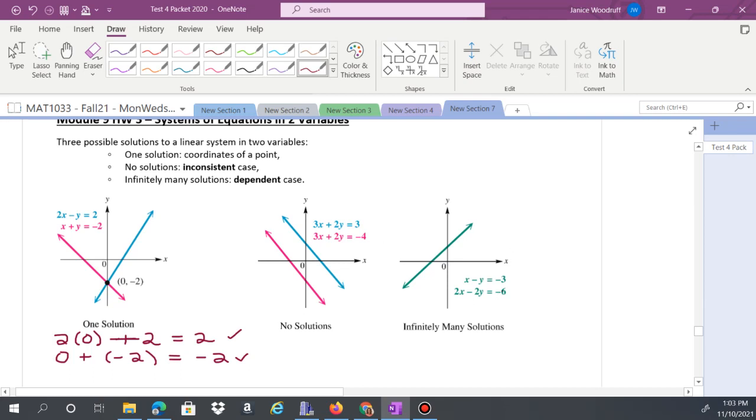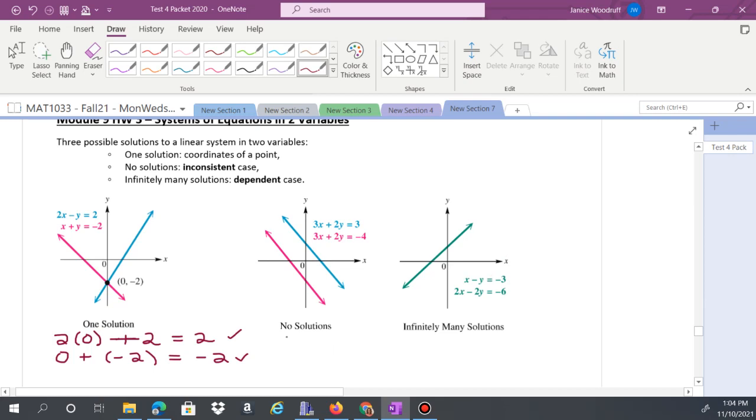And then this last case here, this forms one line, and that's infinitely many solutions, which means anything that I plug in is going to give me a true statement. These equations are the same. This is a multiple of this equation here. If I multiply this entire equation by 2, I get the second equation here. So the equations are going to be multiples of each other. Now, graphically, this is what they look like.